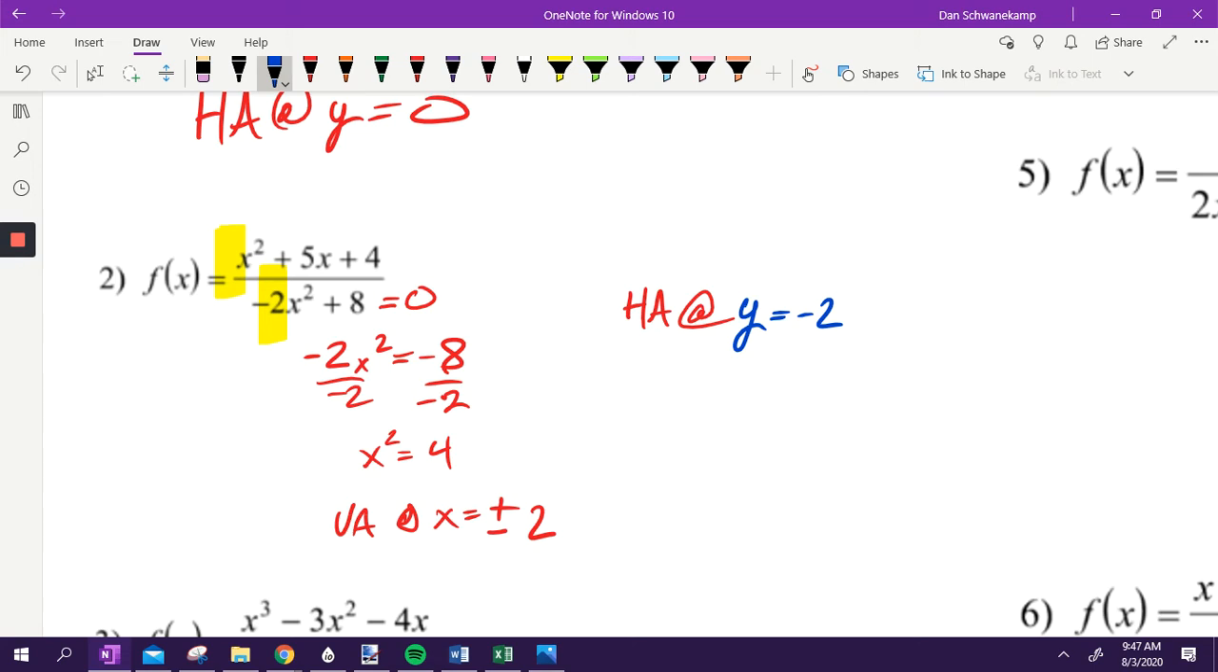I'm sorry, not -2. I lied to you. What is it really? -1/2. Sorry. It's a 1 on top and a 2 on bottom.